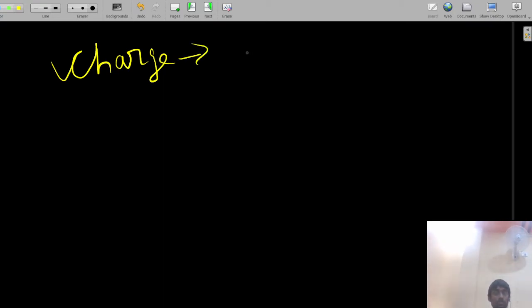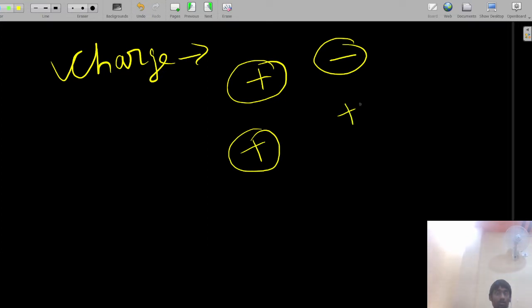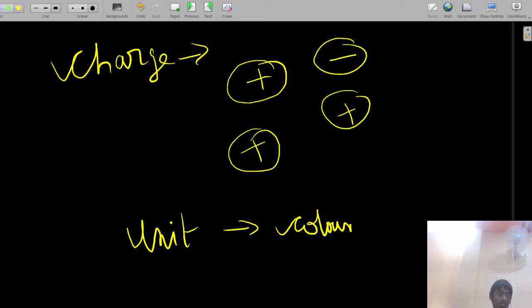What is charge? Charge can be positive or it can be negative. If there are two charges present, one positive and another negative, they attract each other, and if two positive charges are there, they repel each other. The SI unit of charge is Coulomb.